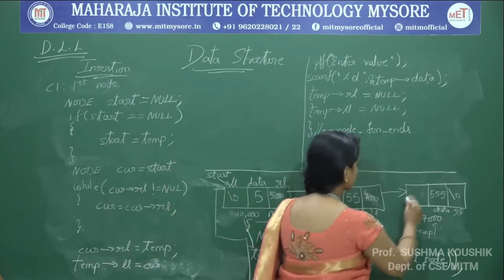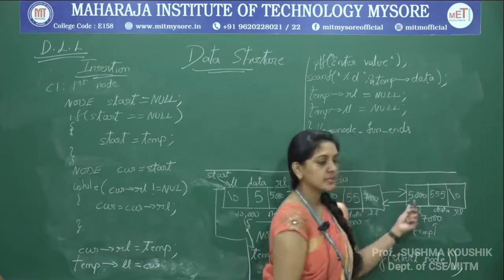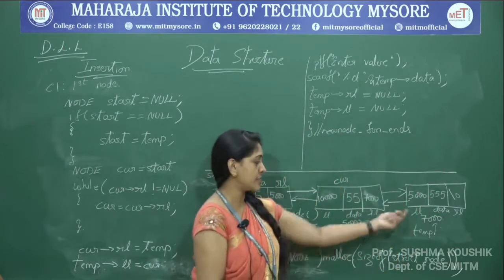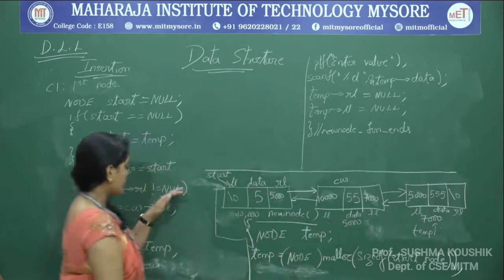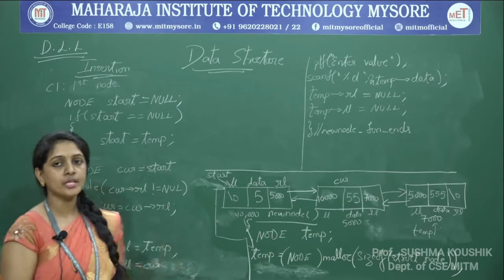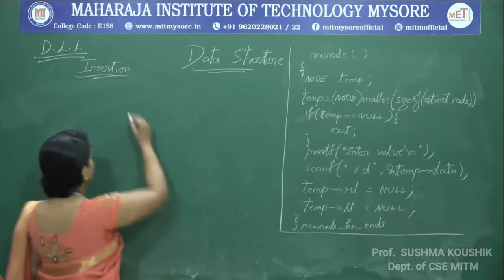So what does current have? Current is having 5000. So we have established the link from the previous, in the previous direction also. So okay, in this fashion we are doing. So now we will see insertion from the front end.